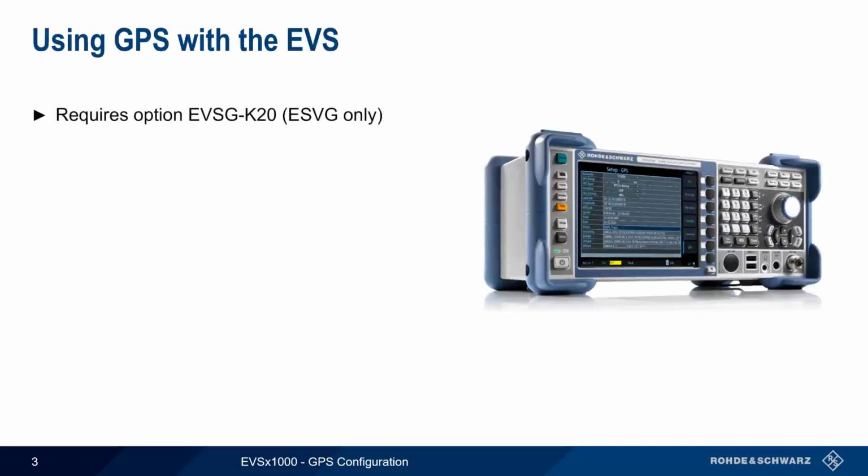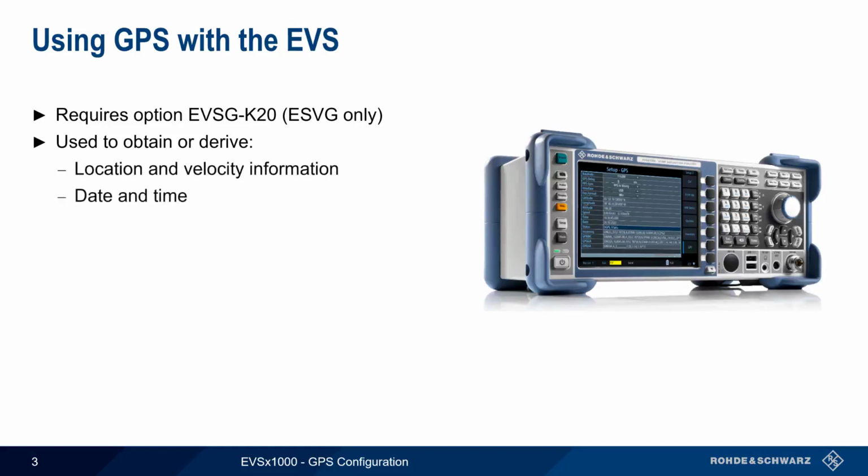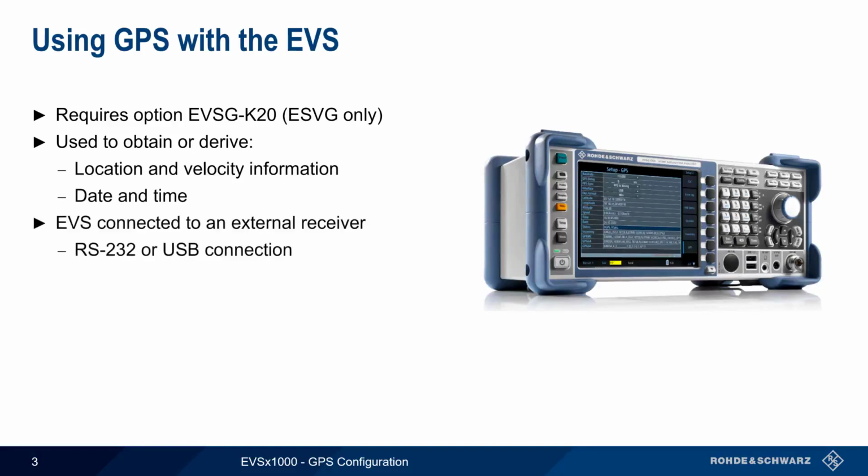Software option K20 enables GPS data to be used with the EVSg1000. No option is required to use GPS on the EVSf or EVSd models. GPS data is used to obtain or derive both location and velocity information, as well as date and time. The EVS1000 is connected to an external GPS receiver using either an RS-232 or USB connection.